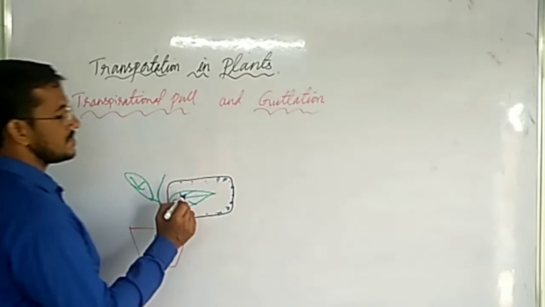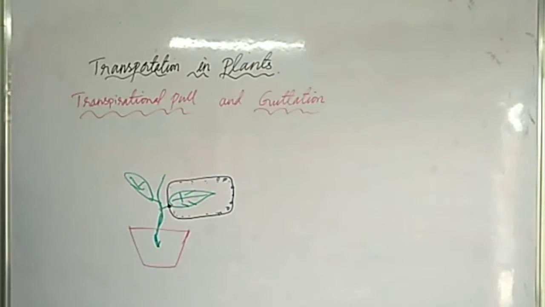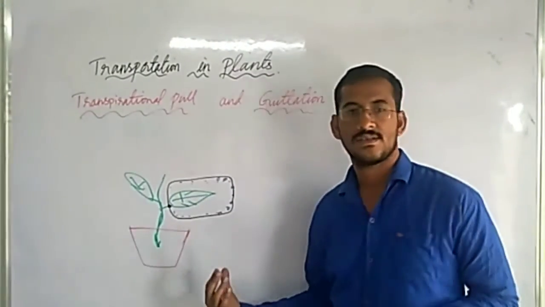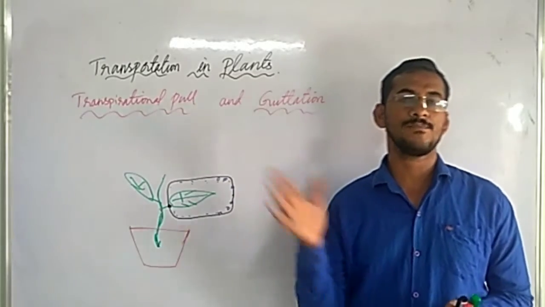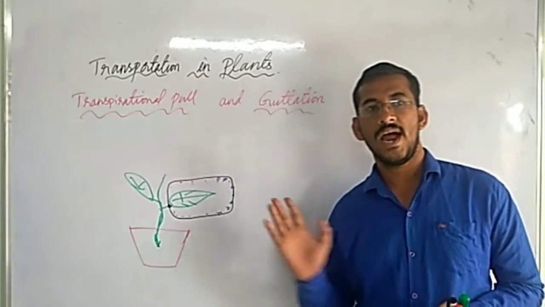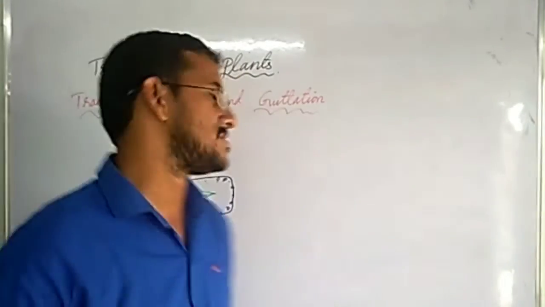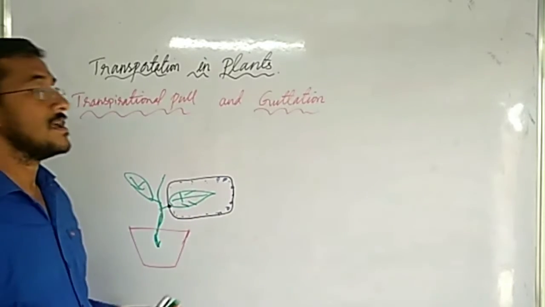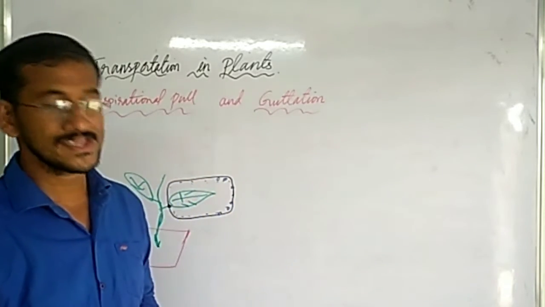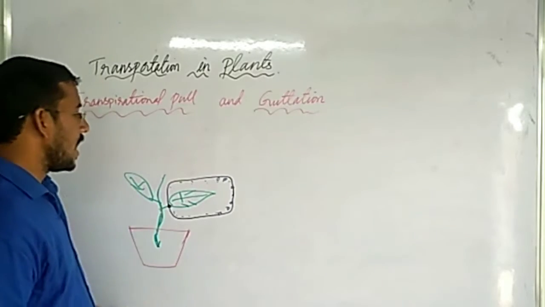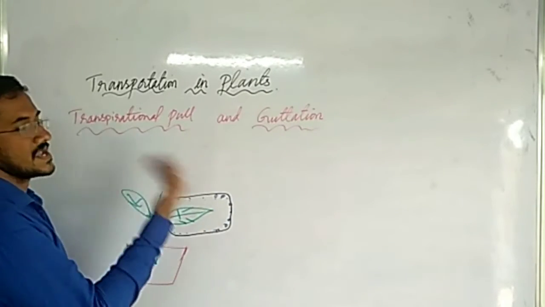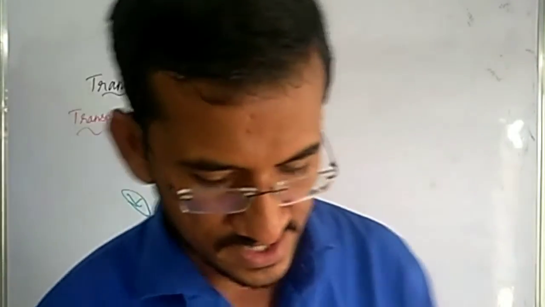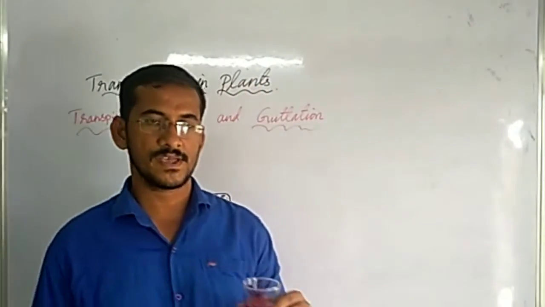This comes from the leaves, the stomata. Water is coming out from the leaves, from the stomata into the atmosphere. That is called transpiration. So the water which is coming out from the leaf stomata is called transpiration. So how does this transpiration help in transport of water then? Understood? To know this, I'll conduct one small experiment here, a small activity.